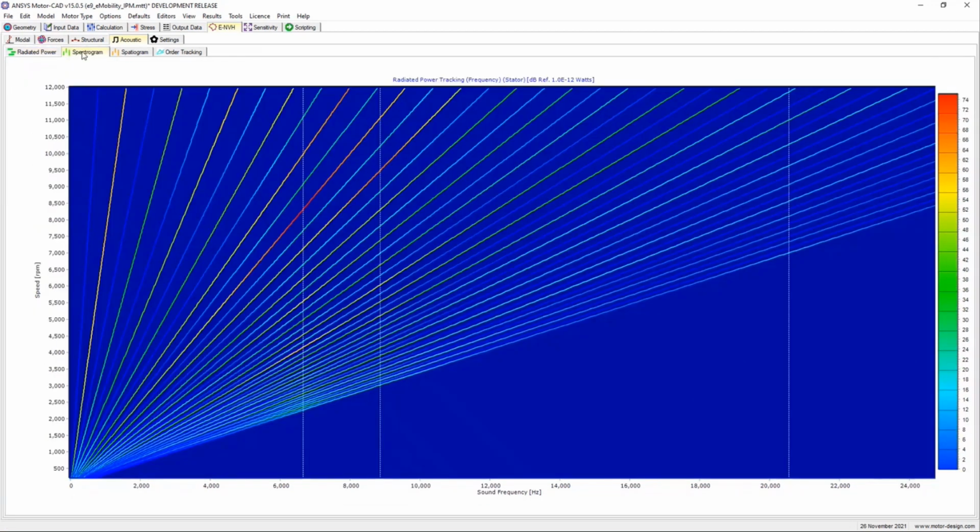The spectrogram shows the sound frequency and magnitude of the radiated power across the motor speed range. Again, the vertical lines here represent the natural frequencies of the motor. We can clearly see peaks in the response where the diagonal force harmonics cross the natural frequencies. In this case, harmonic order 12 at 8400 RPM and harmonic order 14 at 9600 RPM.